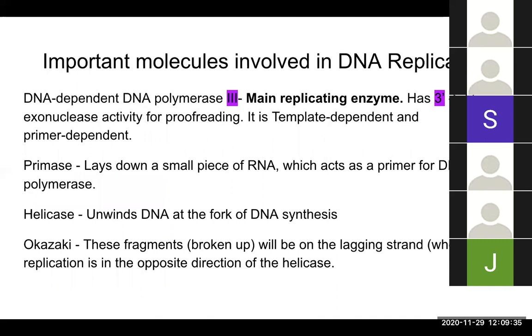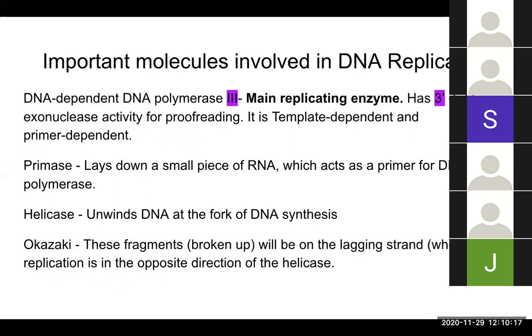And here are going to be 2 slides of important molecules for you guys to remember in regards to DNA replication. So DNA-dependent DNA polymerase 3. This is the main replicating enzyme, and it has 3' to 5' exonuclease activity for proofreading. Just something to remember is the name, polymerase 3: try to remember that it goes from the 3' to the 5'. That's just how I memorized it. And it is template dependent and primer dependent.